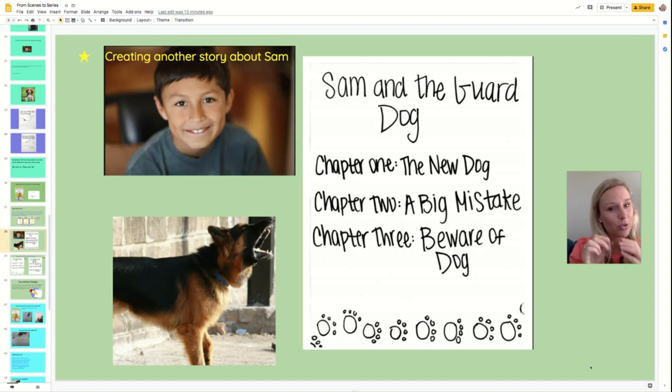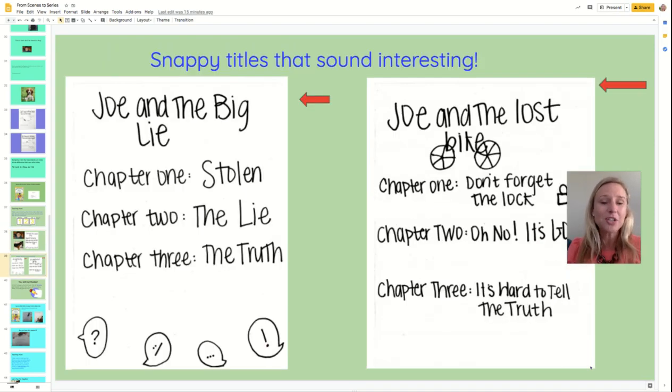So you can see we have those three chapter titles. Chapter one is The New Dog. Chapter two, A Big Mistake. And chapter three, Beware of Dog. So we're going to go ahead and look at some other interesting titles for a different story. I told you about another story with Joe. This is another story I'm thinking about, but we have snappy titles.